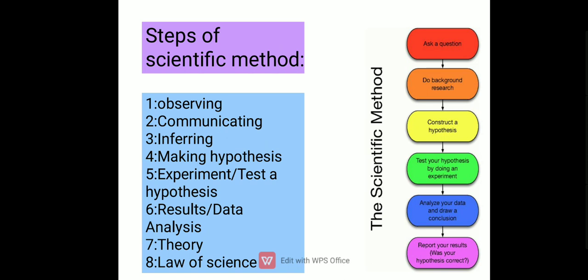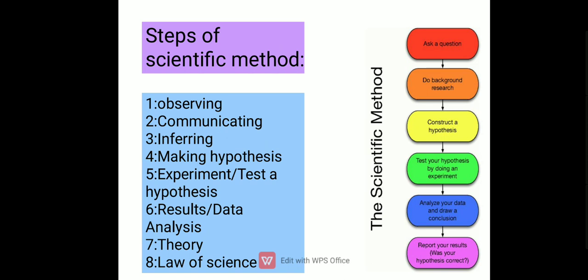But if the result supports our hypothesis, then we will take the results and do the data analysis, and we will share our results with fellow scientists as well. And the seventh step is theory. If the other scientists with whom you have shared your results also say that yes, your experiment is right and you have done the right thing, then it will become a theory. Means that if a hypothesis is not rejected by the experimentation of other scientists, then it will become a theory.